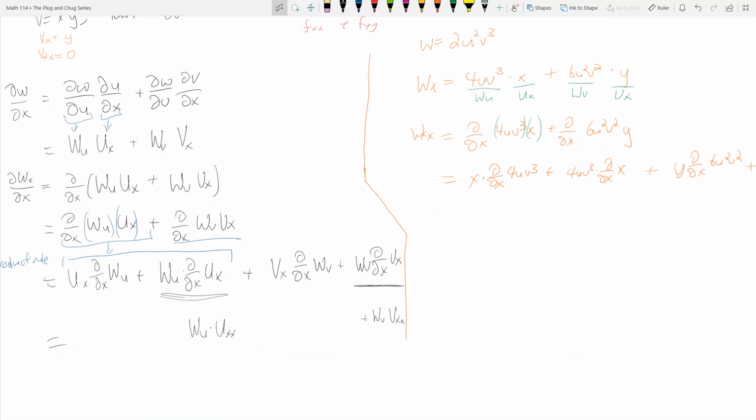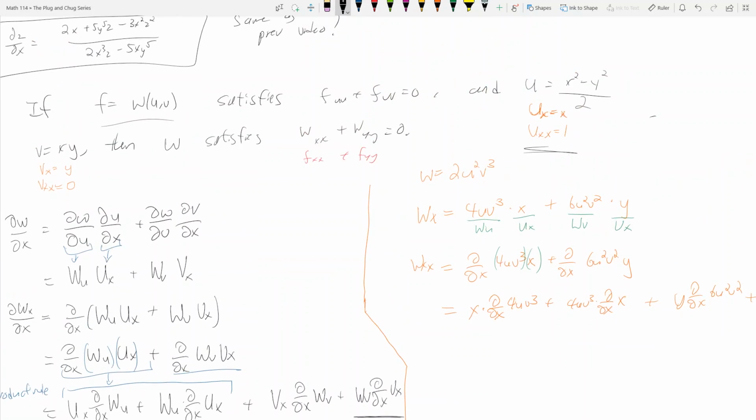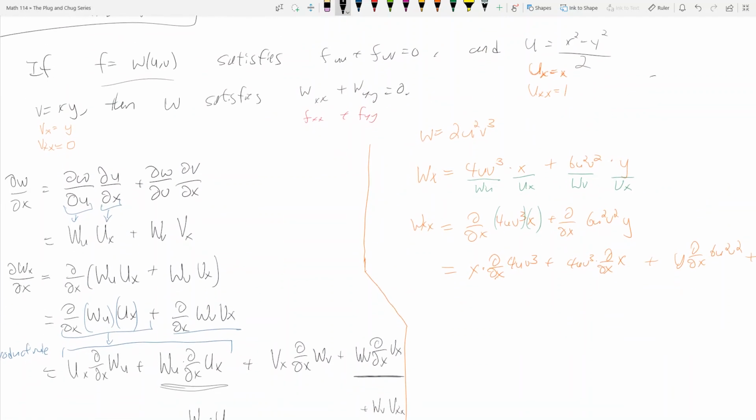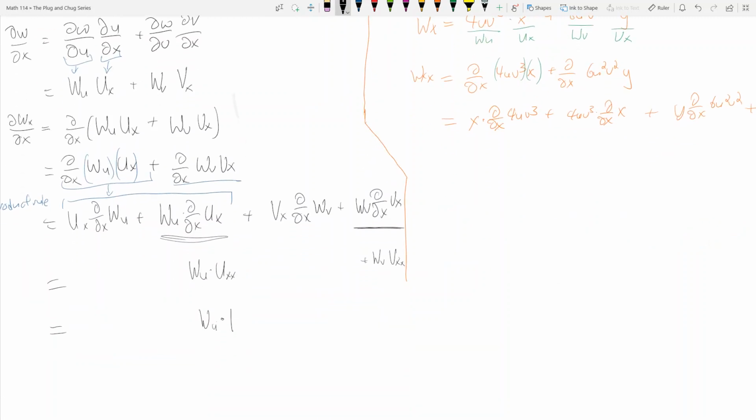And so what do we get? We get w sub u times 1, right? Because u sub xx is 1, which we calculated up here. U sub xx is 1, okay? And v sub xx is 0. And so this term at the end is just 0, plus 0. Okay? Great.